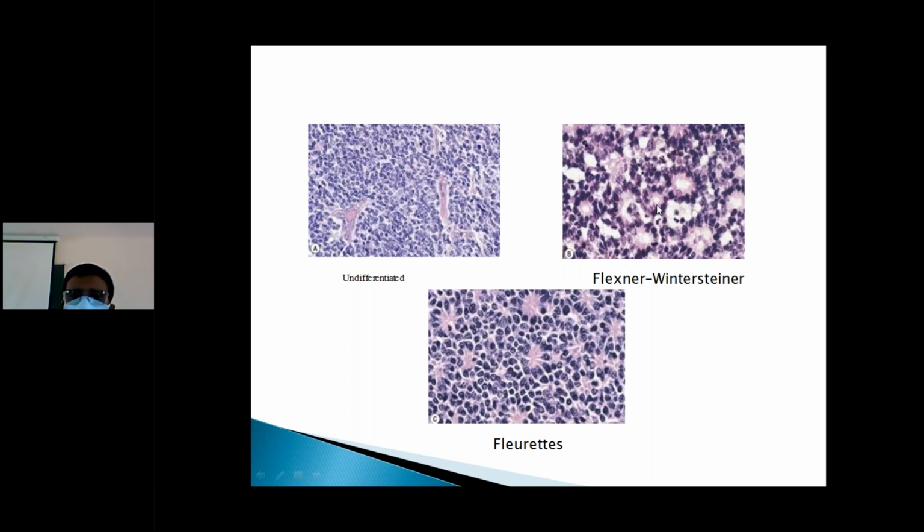The cytoplasm is very scanty. These are the Flexner-Wintersteiner rosettes, with cells arranged in the form of rosettes. Each one is a rosette. This is the characteristic, most common type of arrangement of cells in retinoblastoma. The third one is fleurettes. These are the 3 histological variants of retinoblastoma, out of which Flexner-Wintersteiner is the most common in histopathology.